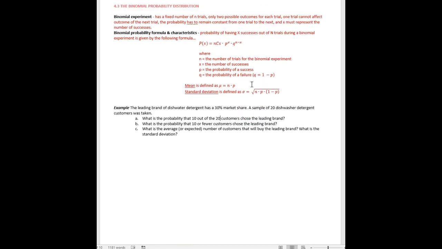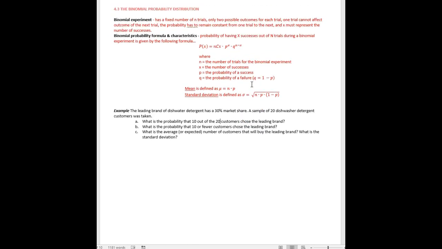So let's get into an example. The leading brand of dishwasher detergent has a 30% market share. A sample of 20 dishwasher detergent customers was taken. What is the probability that 10 of the 20 customers choose the leading brand? Okay, so it's not just 10 over 20.